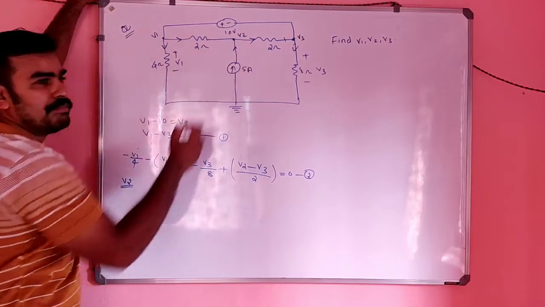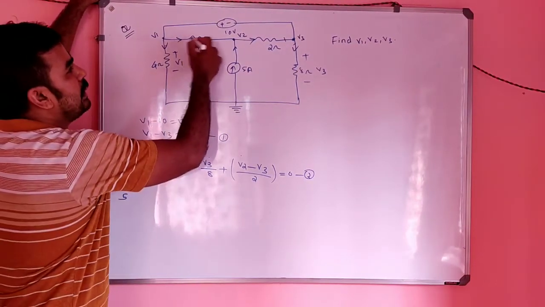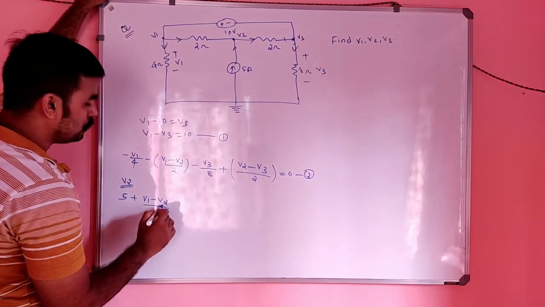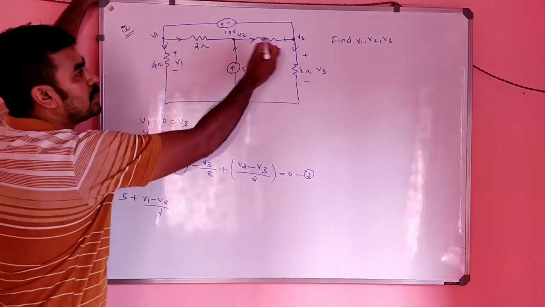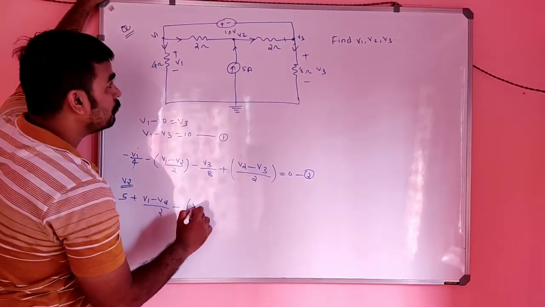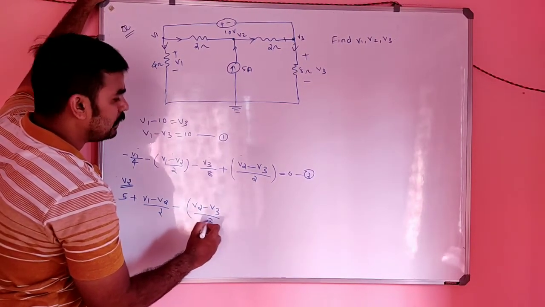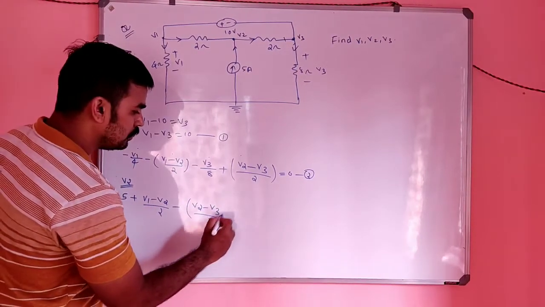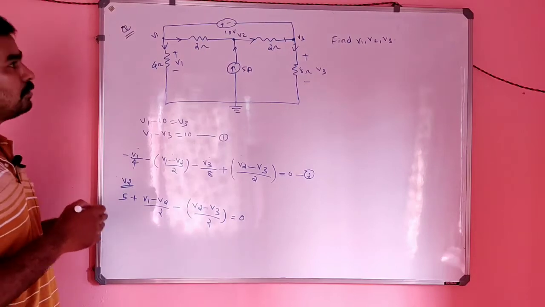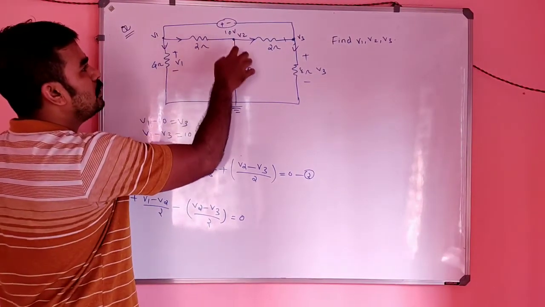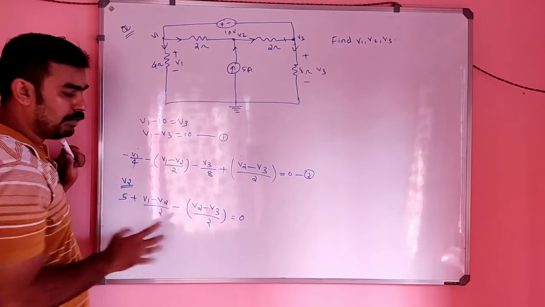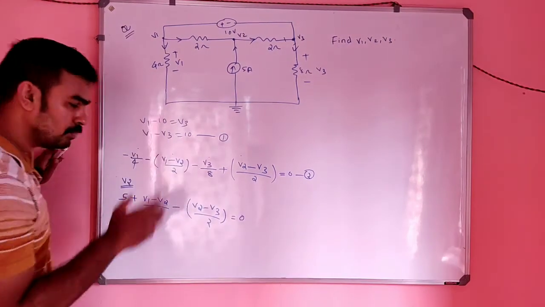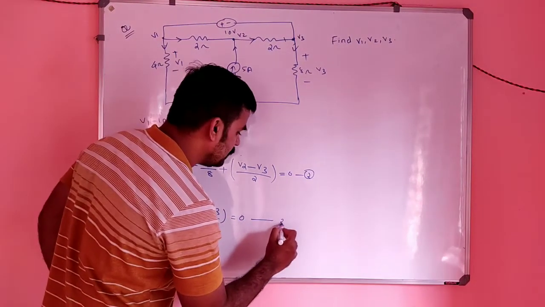There is an incoming current of 5 ampere, so it will be plus 5. There is again an incoming current, so it will become plus (V1 minus V2) divided by 2. There is an outgoing current, so it will be minus (V2 minus V3) divided by 2, equal to 0. So 3 branches there, and 3 equations are there, right? How can it be solved? Multiply both sides with 2. So that be equation number 3.